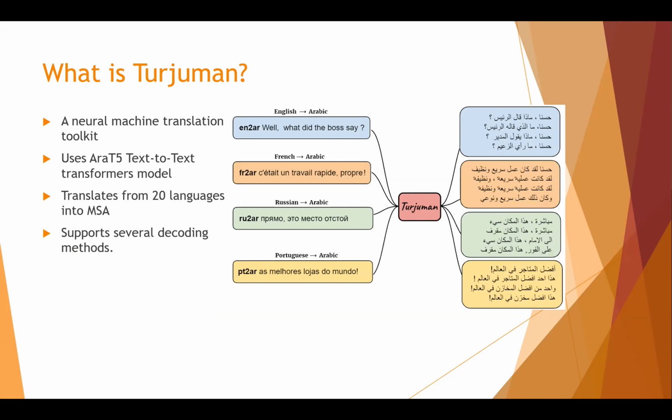and methodology. So TURJUMAN is a neural machine translation tool. It's based on our AraT5 text-to-text encoder-decoder transformer. AraT5 was recently released and published with ACL 2022. TURJUMAN has the ability to translate from any language to MSA. It's one model with multiple inputs from 20 languages, and the output is Arabic. And it also supports several encoding methods. We will talk about it quickly.